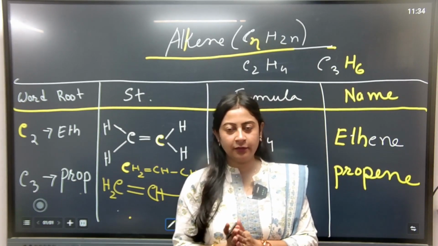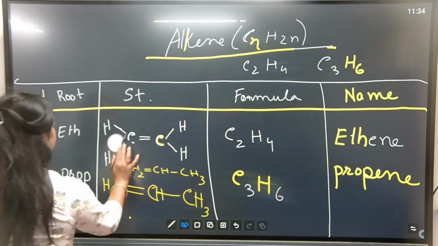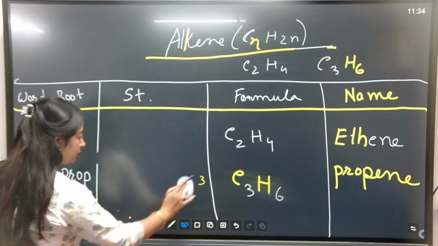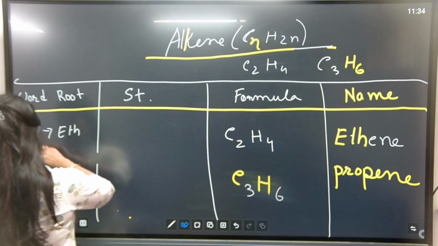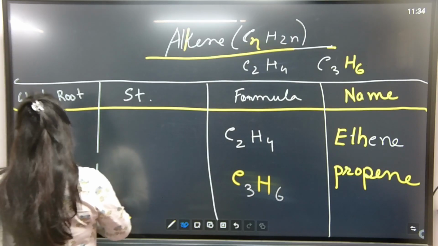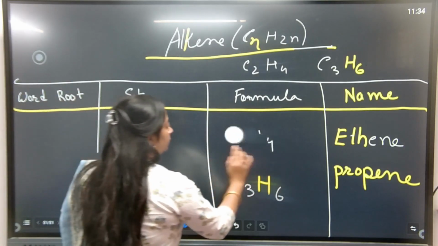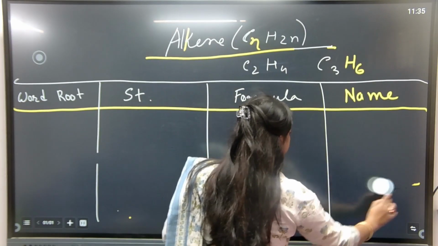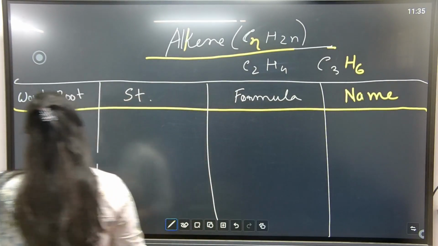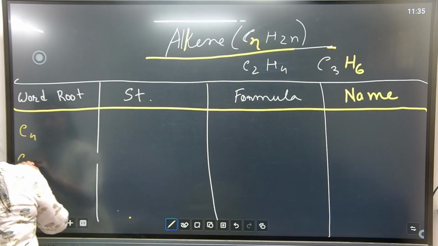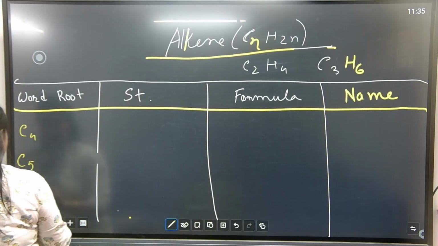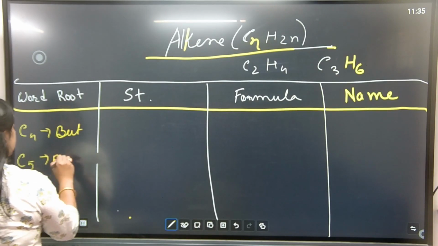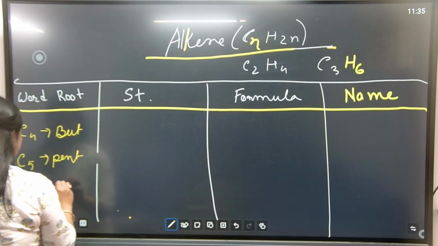Okay, try now butene. You have to try now butene. Alkene having formula, what is the formula? CnH2n. C4, C5, C6. This is but, this is pent, and this is hex.